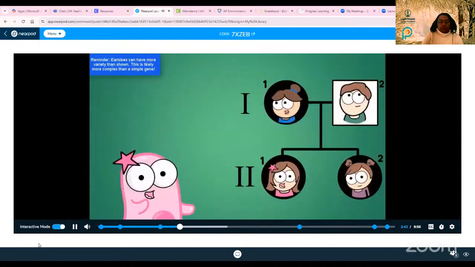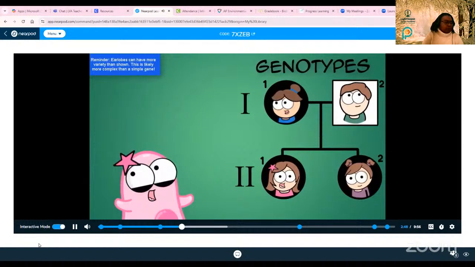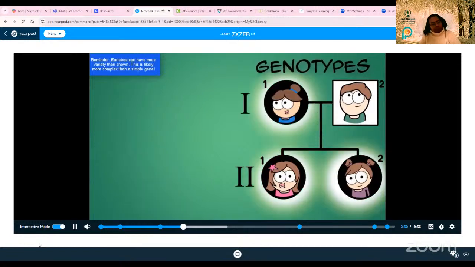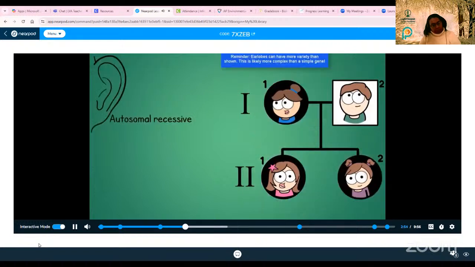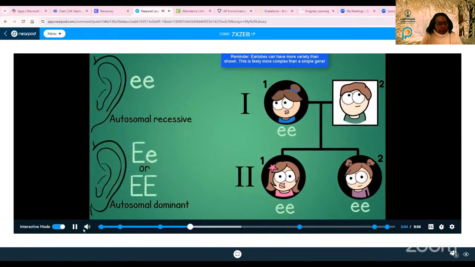So if we were to put the genotypes next to each of these shapes, what would they be? Well, the shaded ones would be easy, because we just mentioned that attached earlobes is the trait we're tracking, and it's an autosomal recessive trait. So if we use the letter E, then these shaded shapes must be lowercase e. Any capital dominant letter, and the individual would have to have free earlobes and not be shaded.